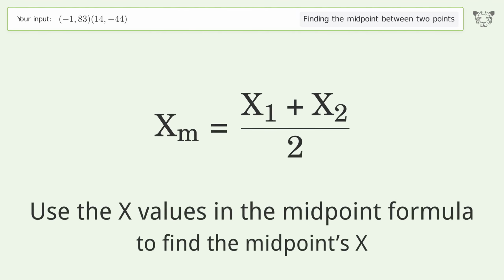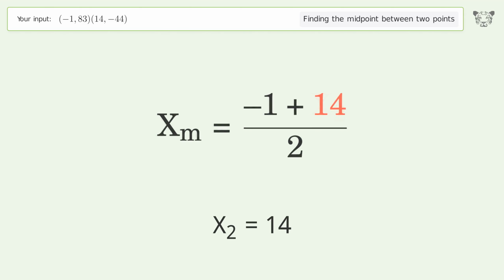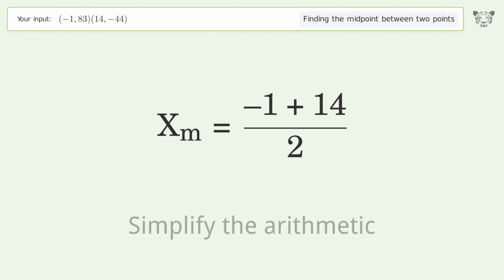Use the x values in the midpoint formula to find the midpoint's x. x1 equals -1. x2 equals 14. Simplify the arithmetic.